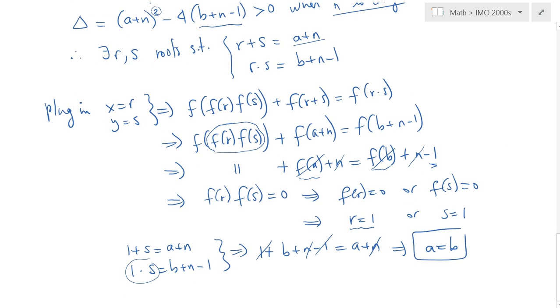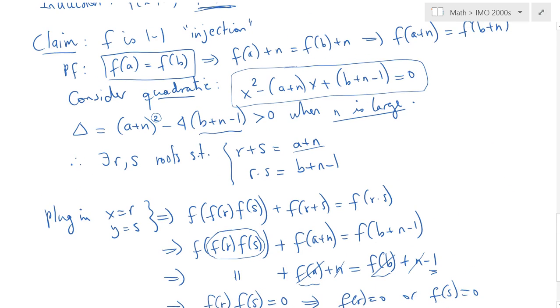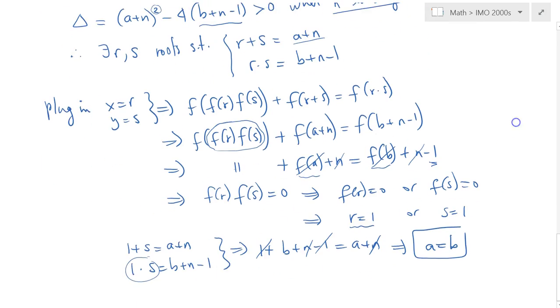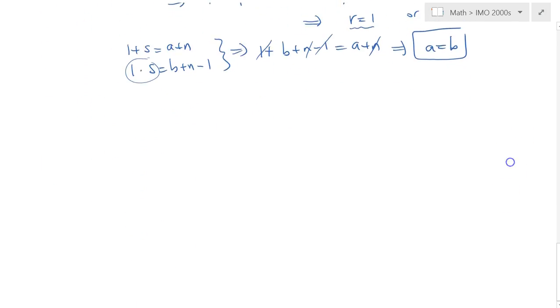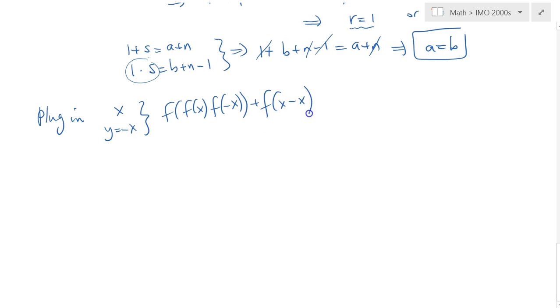So that actually proves that our function is an injection, is one-to-one. And we have one more step left to establish the desired result. All I will do is plug in x, and instead of y, plug in minus x in our functional equation. So we would get f of x times f of minus x plus f of x minus x equals f of x times minus x.